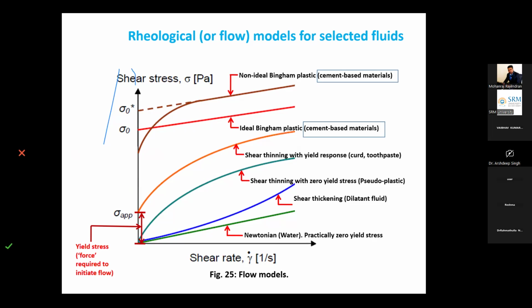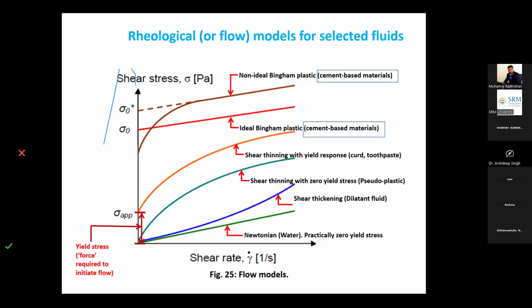Further, if we classify different types of rheological behavior, it can be an ideal Bingham plastic, or shear thinning with some yield response, like toothpaste, or it can be shear thickening, which we sometimes also call dilatant. Dilatant means that when we apply a shear rate on the material, it becomes thicker and requires more shear stress. On the other hand, shear thinning means that when we apply shear stress on a material, some thinning behavior appears in the material.